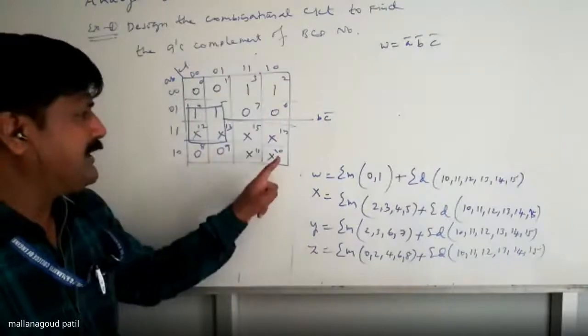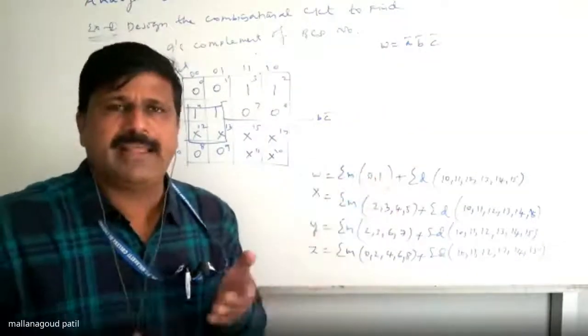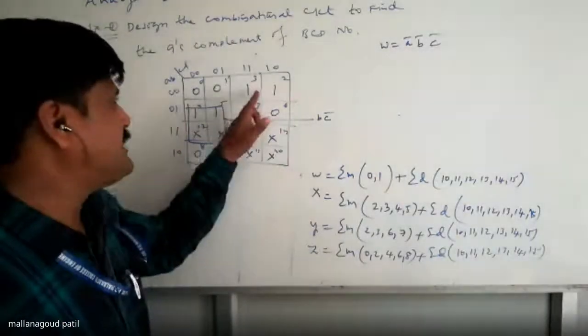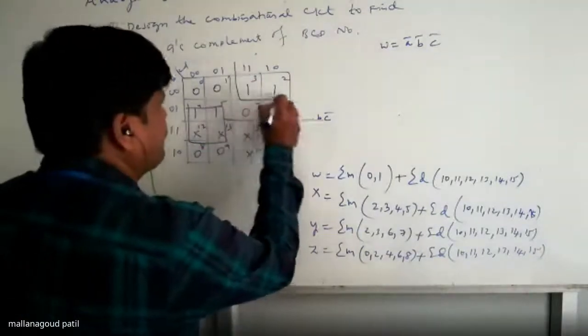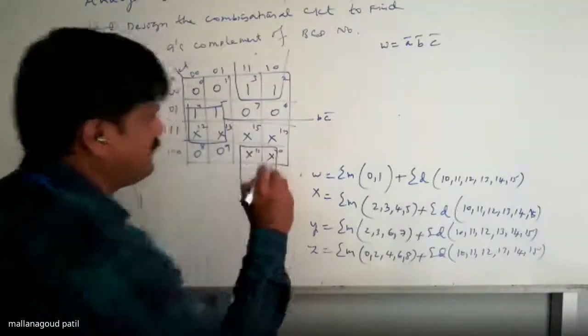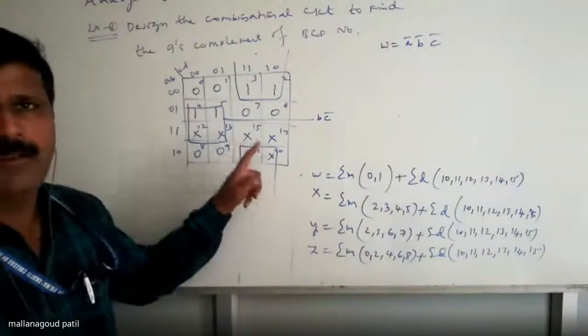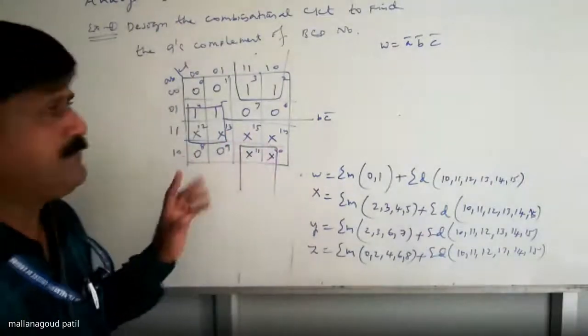2, 3, 10, 11. I told you this looks flat, but it is connected, physically adjacent. 2 is physically adjacent to 10. 3 is physically adjacent to 11. Then I can group like this. 2, 3, 10, 11 are possible to group up in a group of 4 cells.